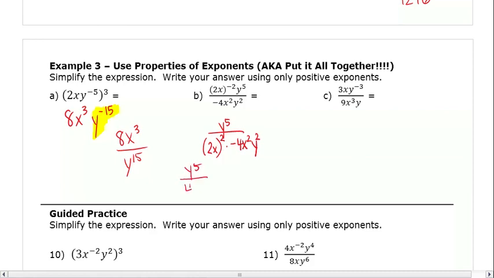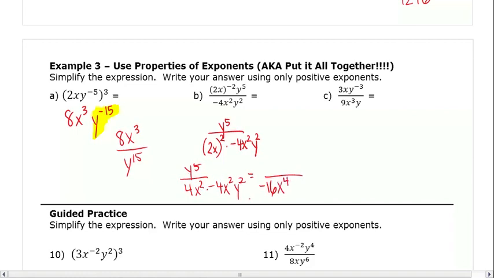Okay, this here I can simplify, so it's going to be y to the 5th. 2 squared is 4 times x squared. And then times negative 4 x squared y squared. Let's break it down piece by piece. I have a 4 times a negative 4. I'll deal with my coefficients. That's a negative 16. Look at my x's. X squared times x squared in the denominator means it's x to the 4th.